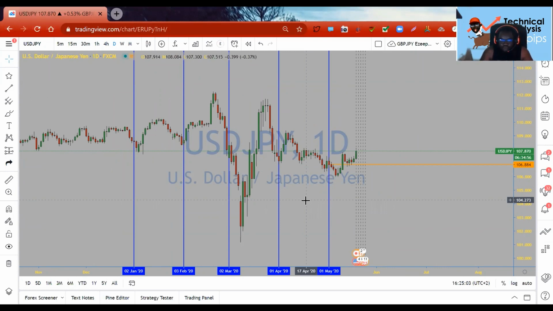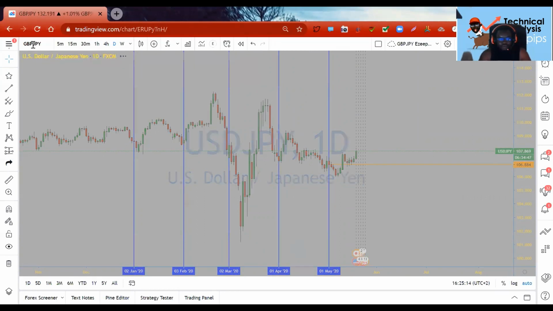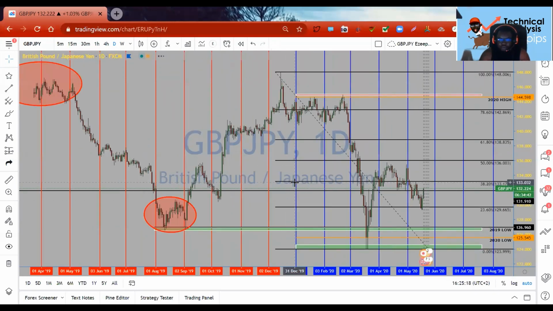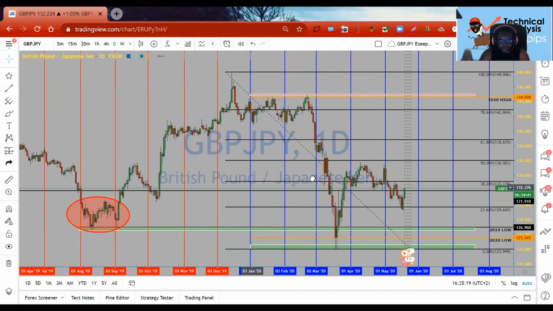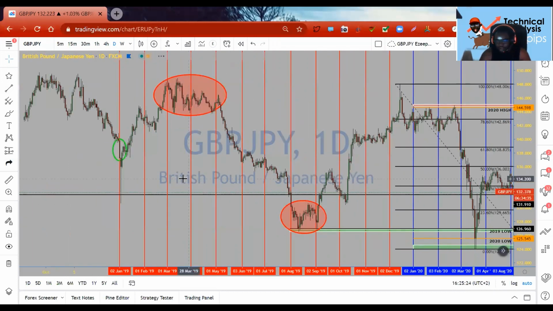You will be able to spot structure even for the year. I'll give you an example before I end this meeting. Let us look at GBP/JPY. I want you to understand why structure plays an important role. GBP/JPY last year, if you look at price, structure played out the entire year.